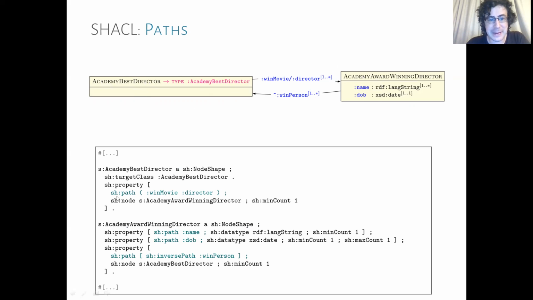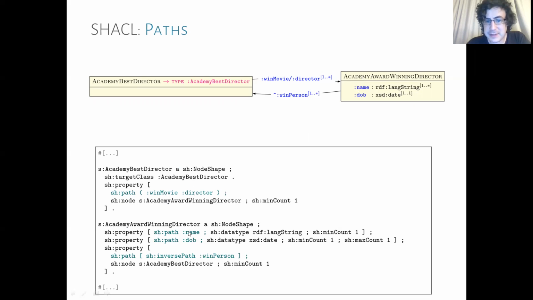So how do we specify that? We have Academy Best Director here, and we want to specify this forward edge here. So we write path win movie director in a list, and this will be win movie followed by director. And then we say that it must satisfy Academy Award winning director and at least one such value, as at least one such indirect director. So this is essentially expressing this path here.